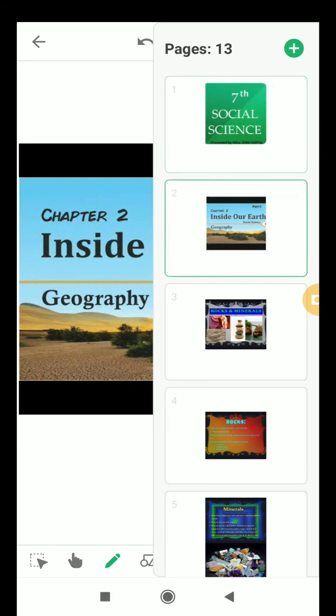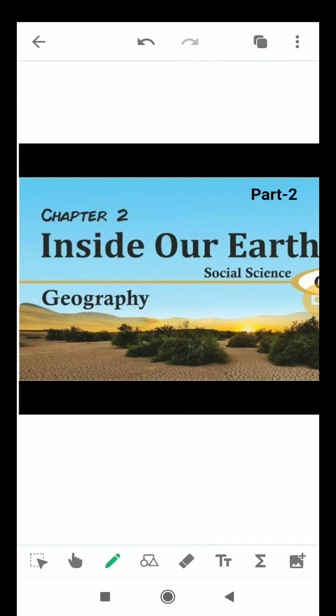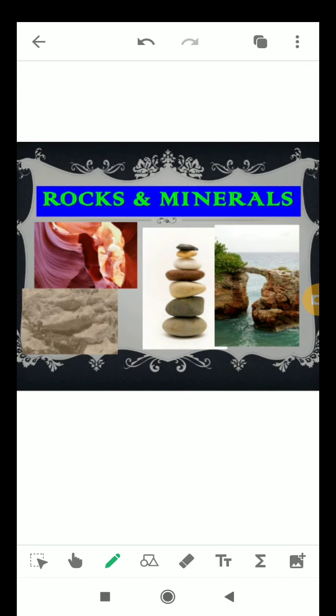So, today's explanation is on Chapter 2, and the title of the chapter is Inside Our Earth, of the Geography portion. Basically, this is the second part of the chapter. In our previous video, we have already discussed the Earth's internal structure and the structure of the Earth's interior. In this video, we will be discussing rocks and minerals, types of rocks and the rock cycle. Before I start, I'd like to request you to open your books and go through the chapter.